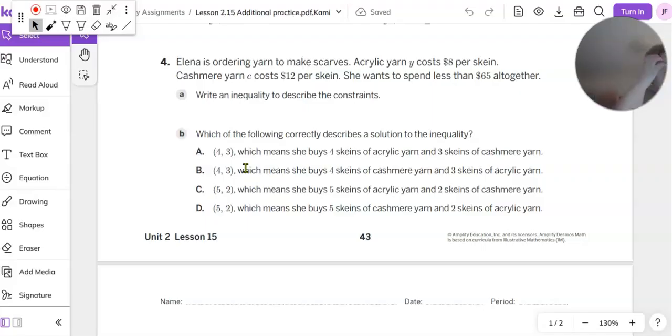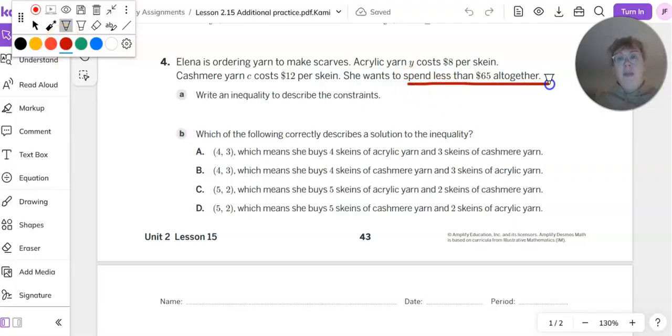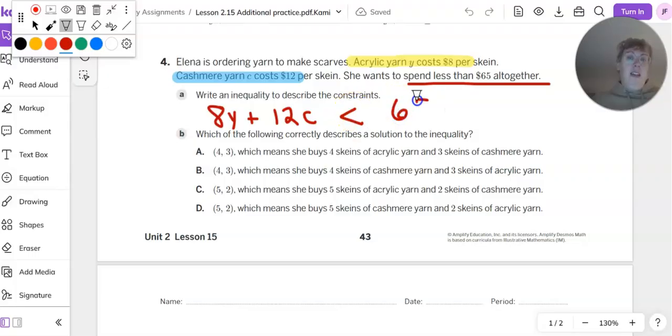Elena is ordering yarn to make scarves. Acrylic yarn, Y, is $8 per skein, and cashmere yarn, C, is $12 per skein. She wants to spend less than 65 altogether. So we have this acrylic yarn, Y, which is $8, and cashmere C, which is 12. Beautiful. So we have 8Y plus 12C, and she wants to spend less than 65 altogether. So we want that to be less than 65.